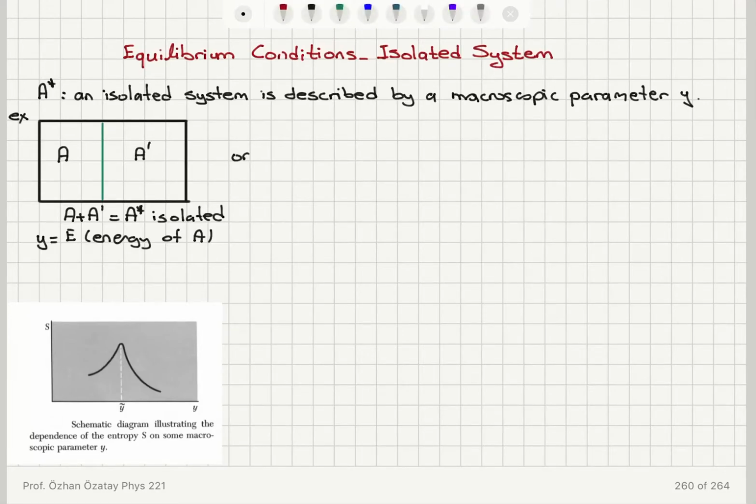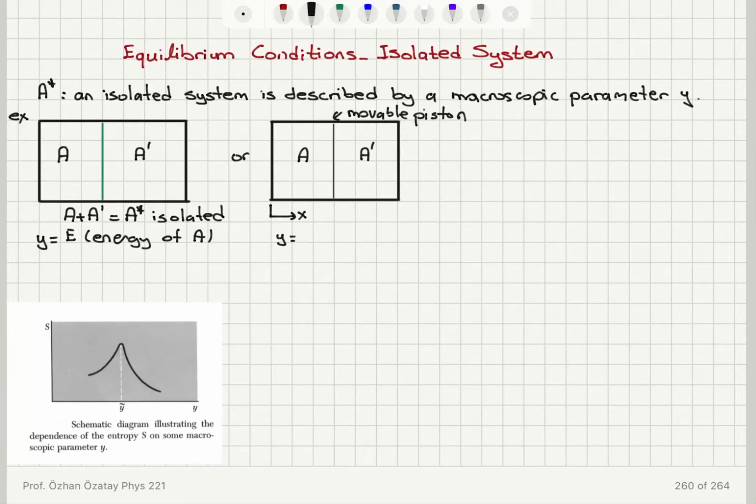Or I can give another example. Let's think about the same combination of systems A and A prime, but this time I'm going to have a movable piston in between the two systems at the boundary. So there will be a movable piston here, so that there can be energy transfer in the form of work between systems A and A prime. This one is a movable, a free piston, let's say. And now what I call y, if I define my coordinate system like this, y is the position of the piston.